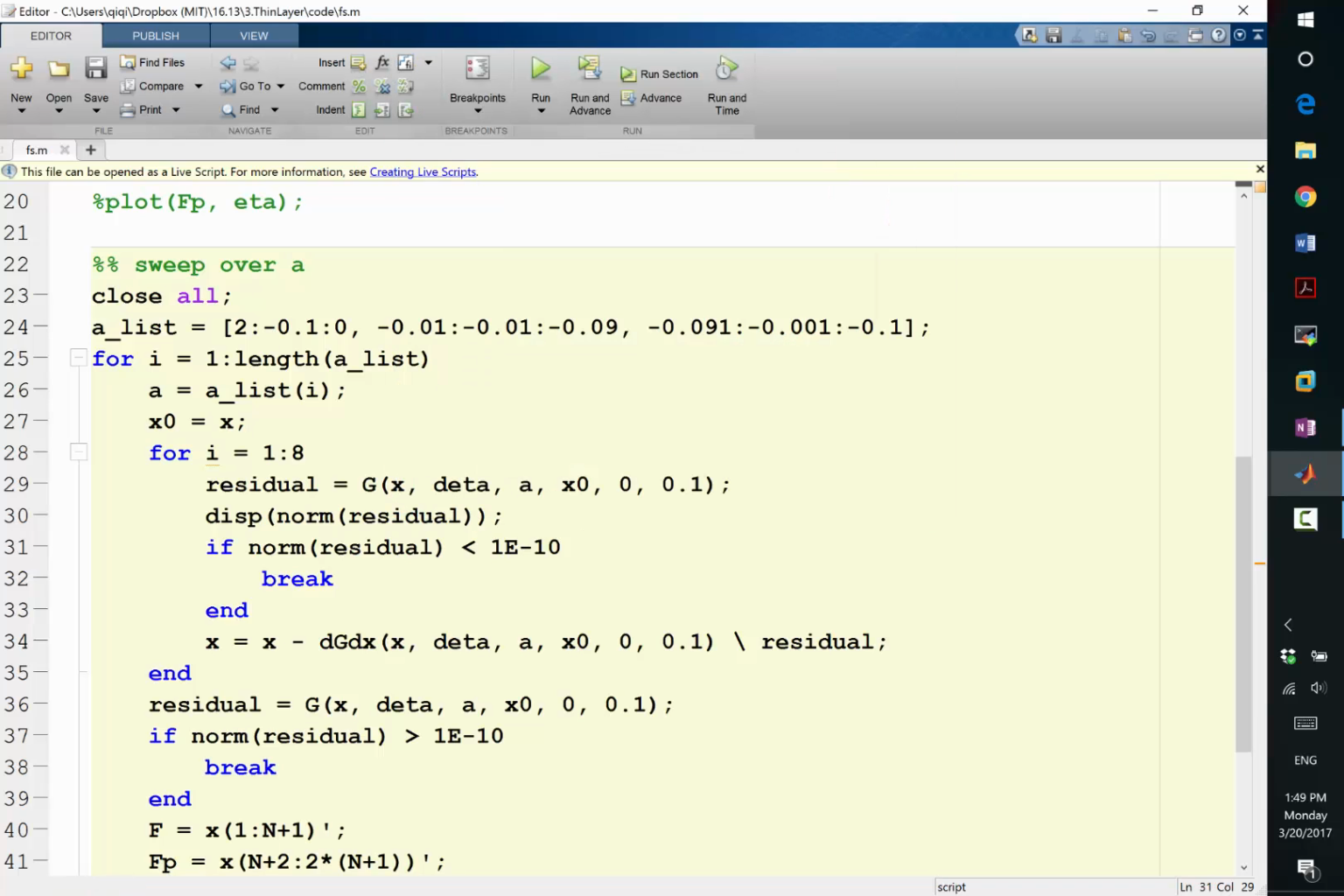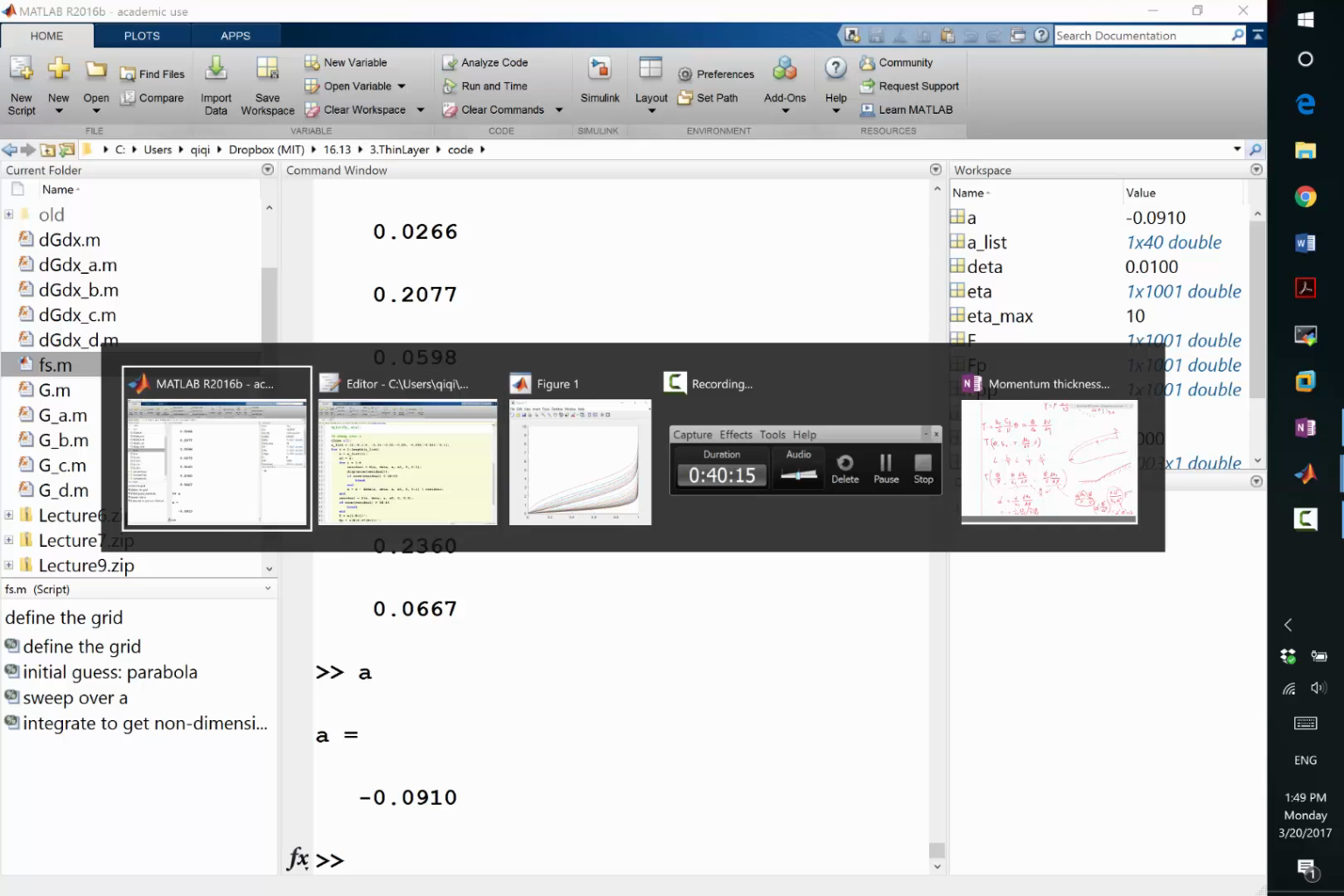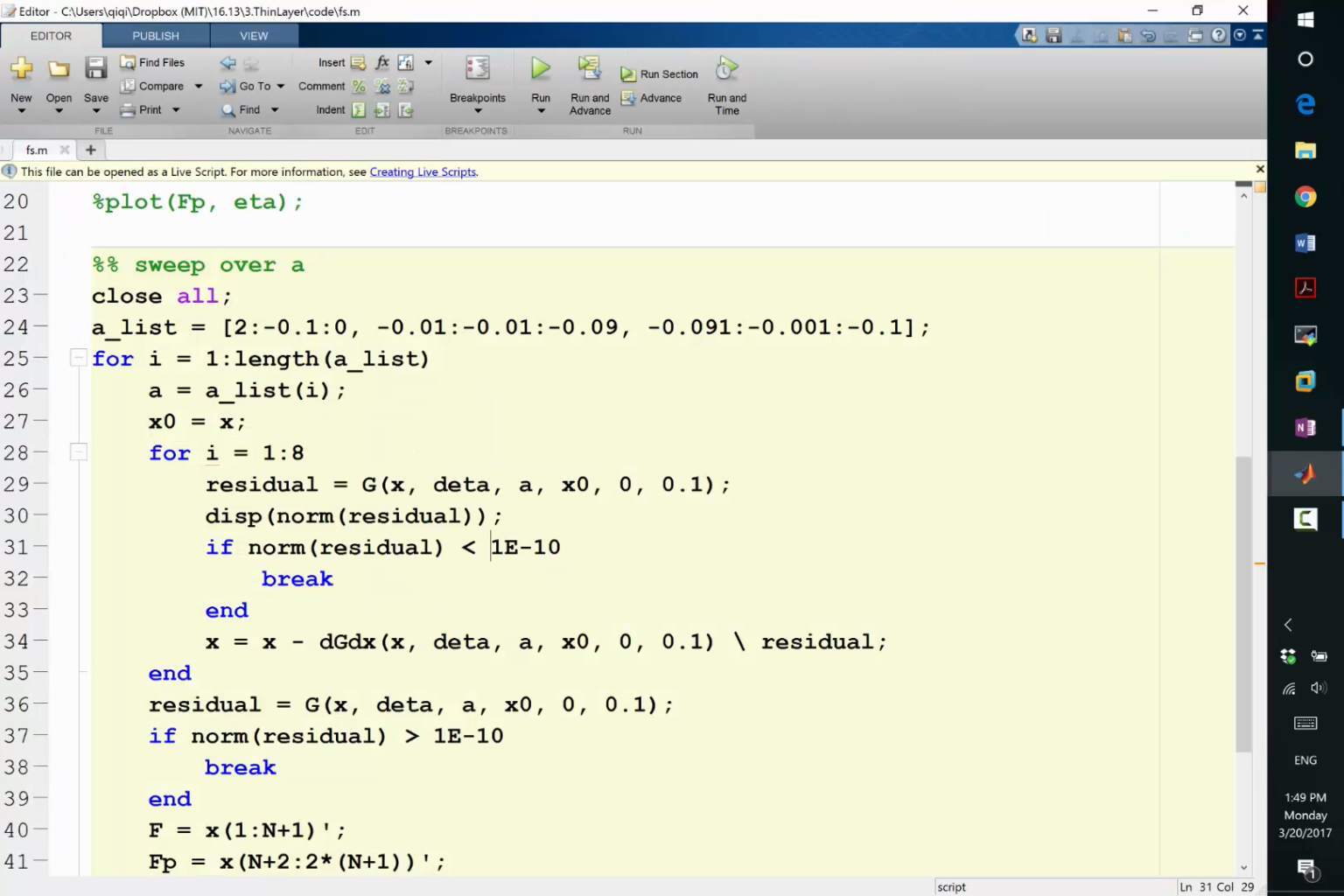Did that work? Actually, I don't think so, because the minimum is a little higher than, yeah, okay, minus 0.091. Which one? I think you want to try minus 0.09. You mean here? Yeah, because the minimum is higher than minus 0.091, right? The minimum is like 0.094.